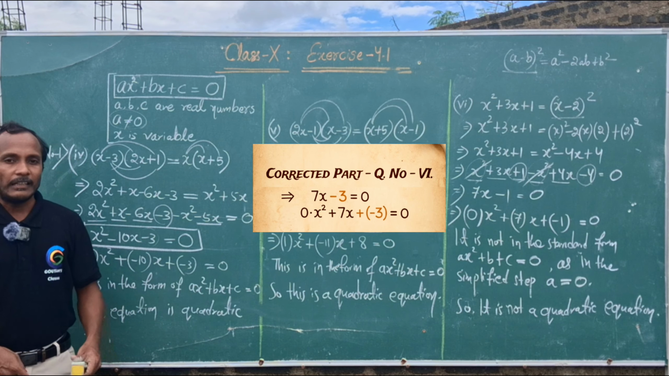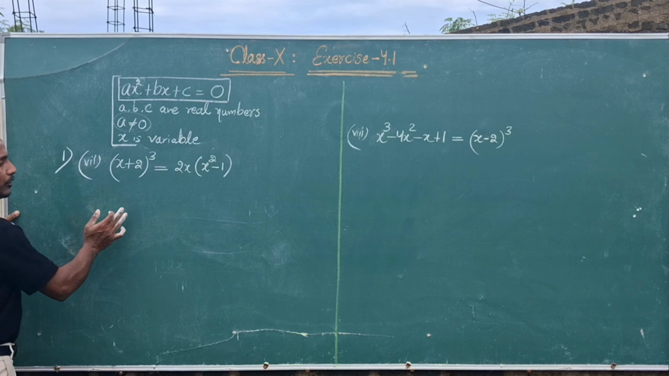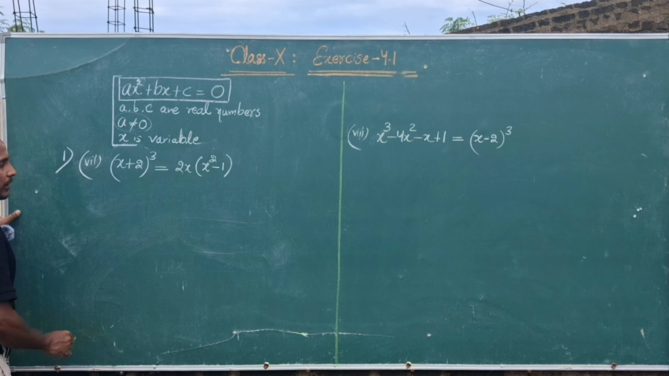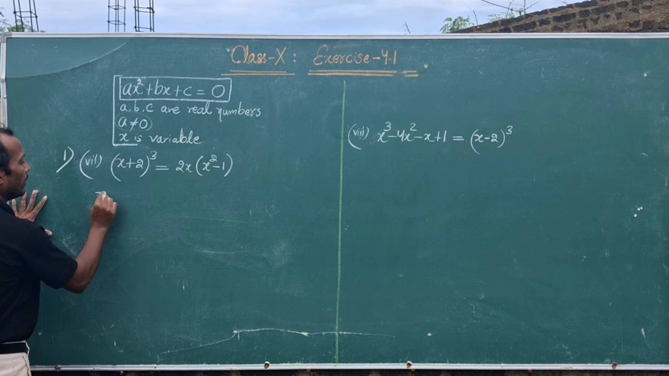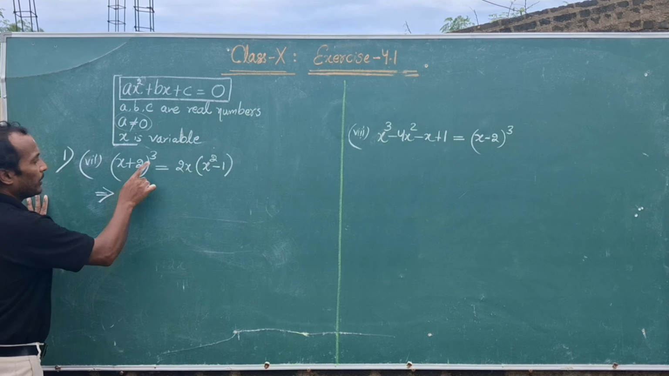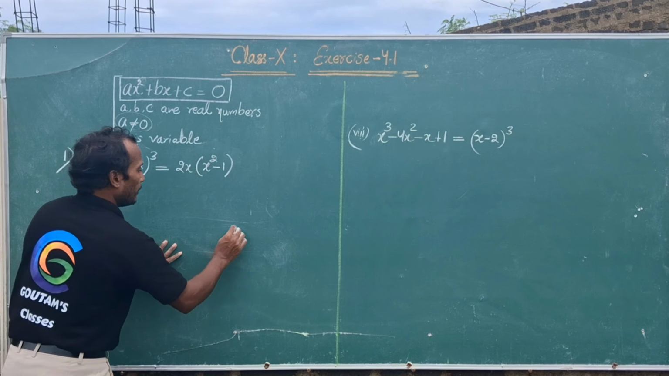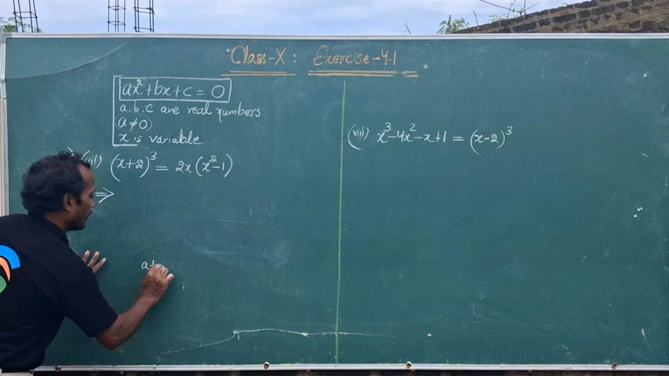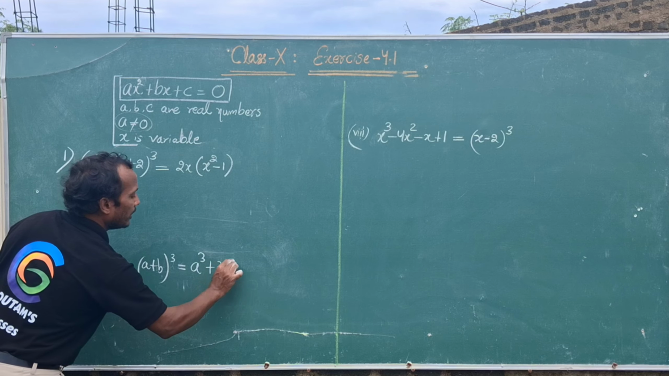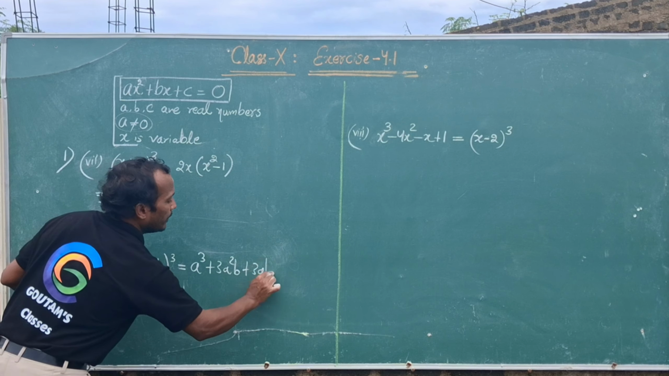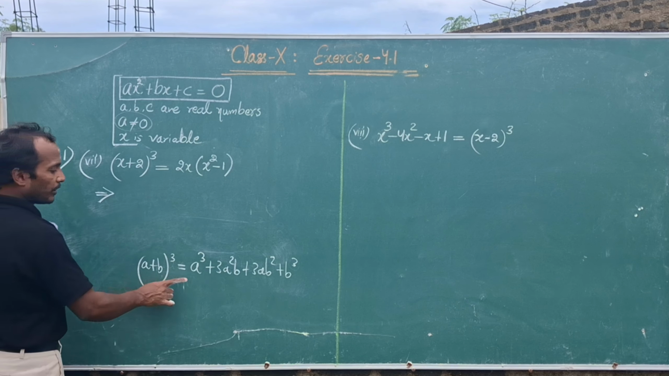Hope it is clear. Let's move on to the last two bits, viii and viii. In these two questions also we will try to express the equations in the standard form of quadratic equation. Here what we have is x plus 2 whole cube. It falls under the identity a plus b whole cube. A plus b whole cube equals a cube plus 3a square b plus 3ab square plus b cube. This is the identity of a plus b whole cube.